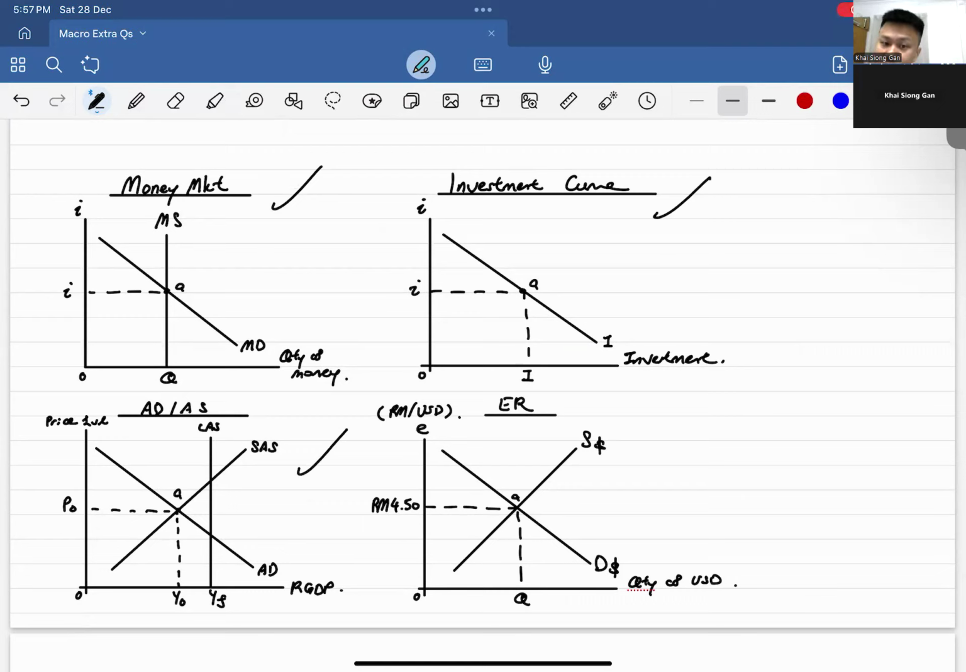These 3 are the common ones. I want to make it more challenging for you, so I want you to insert the exchange rate graph for this question only. Okay, so it depends on the questions.